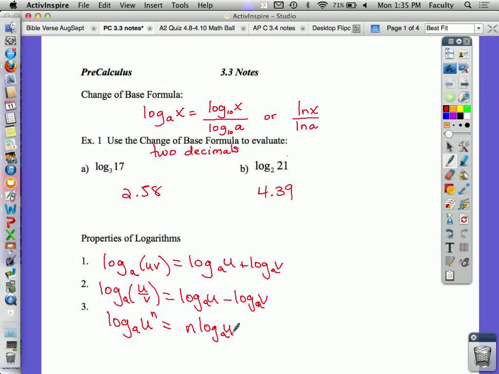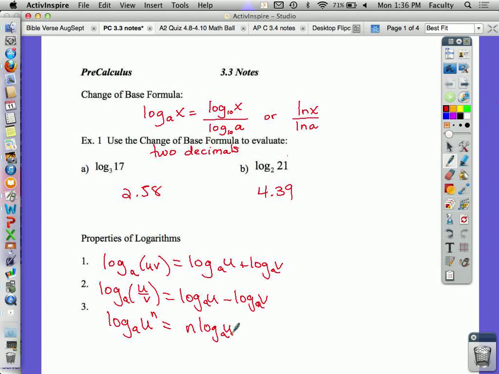All right, example 2 says write the logarithm in terms of ln 2 and ln 3. So if you look at letter A, it says I have ln 6. Okay, well that's a 6. How can I create an ln with a 2 and an ln with a 3? And tie it into your product property. Any ideas?